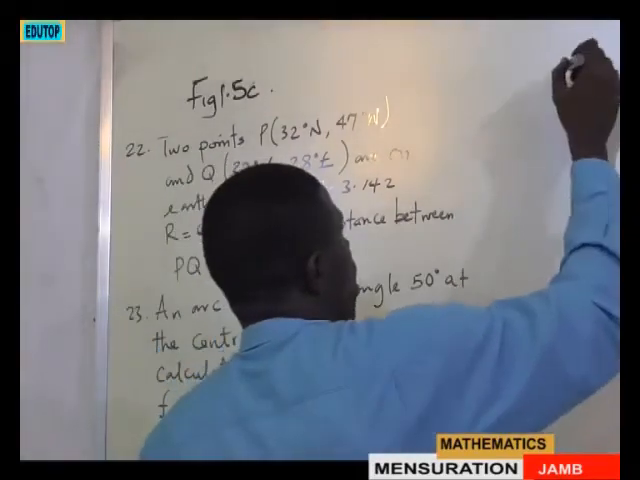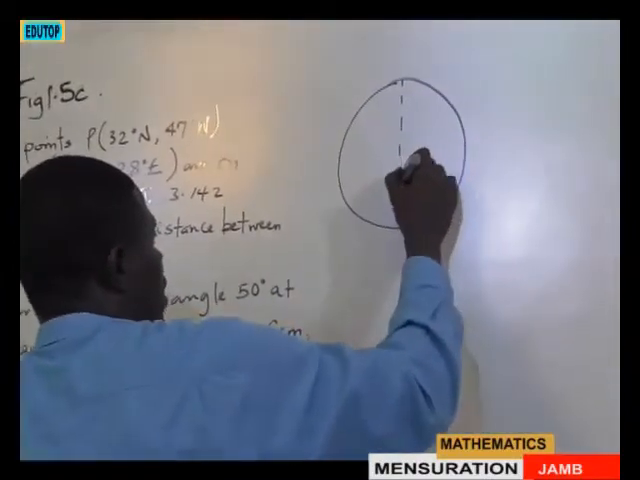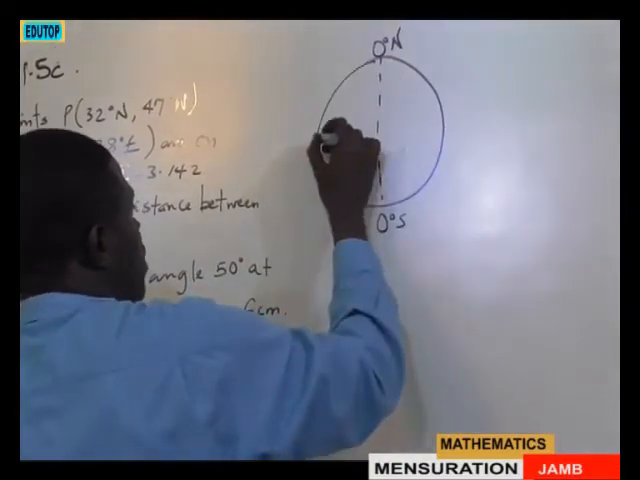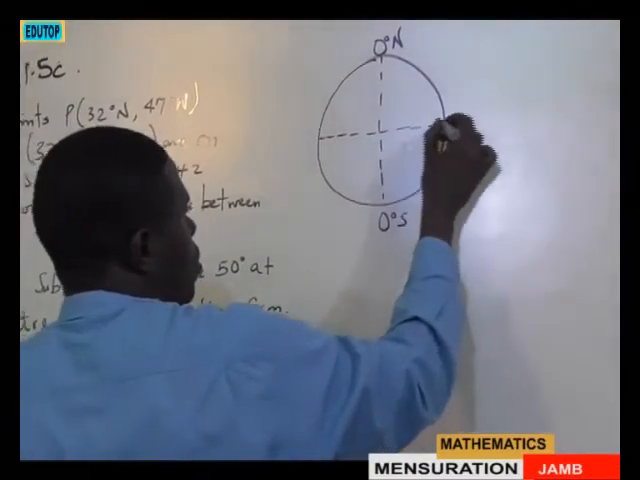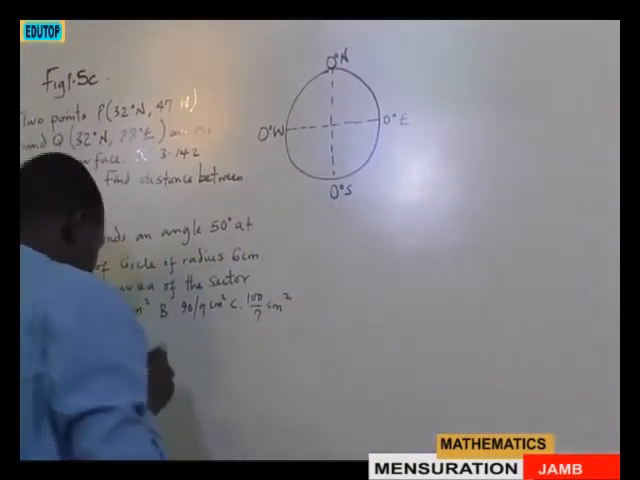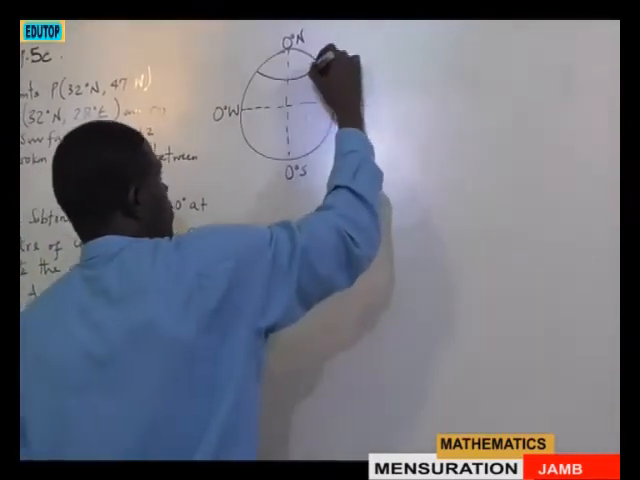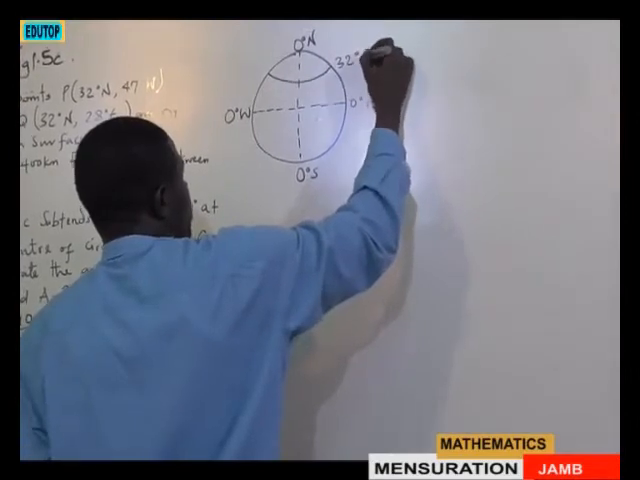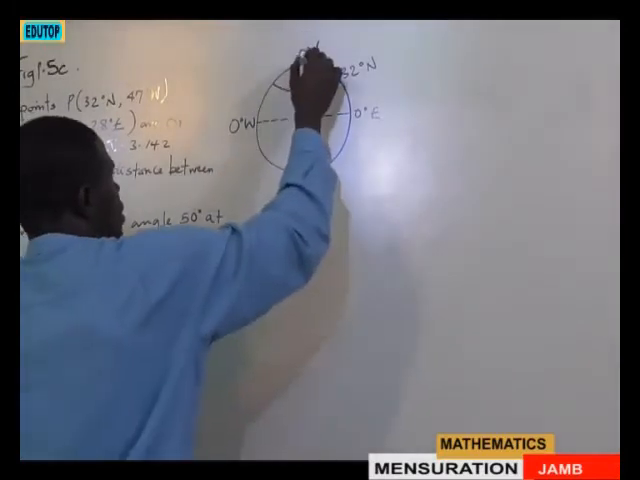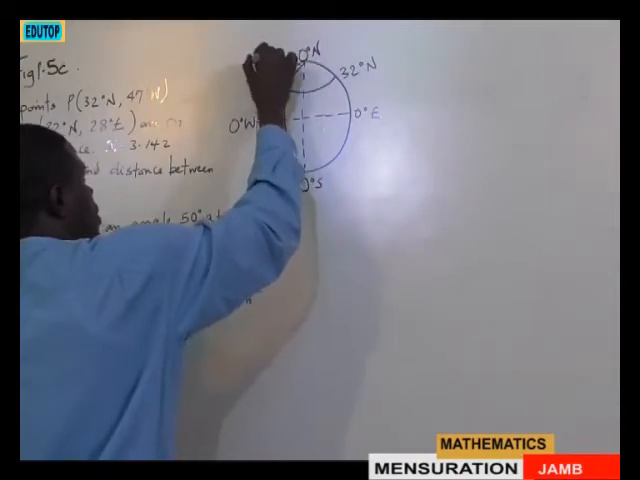So in this situation, let's draw our great circle where we produce it. This is our Greenwich meridian, 0 degree south here, 0 degree north here. Then let's produce our equator, which is 0 degree east, 0 degree west. So in this situation, our P is 32 degrees north. So it will be towards this direction. So this is 32 degrees north. Then we have 47 degrees west. So let's say these are 47 degrees west.